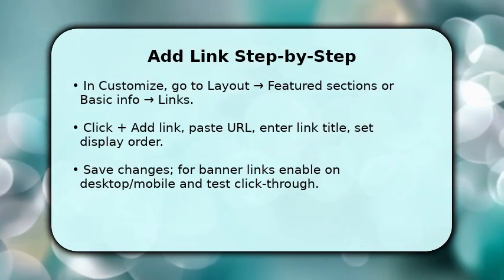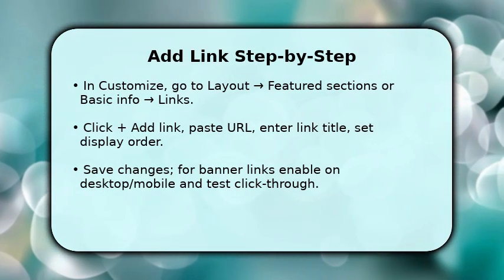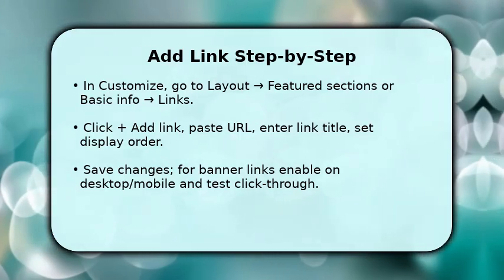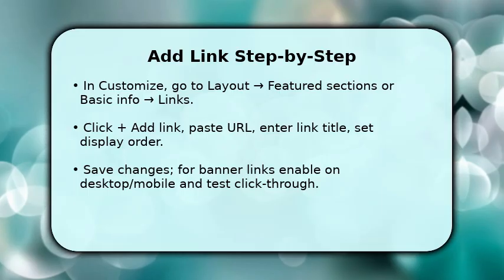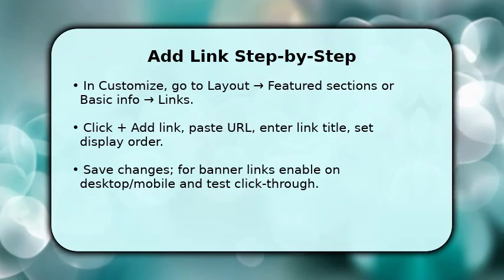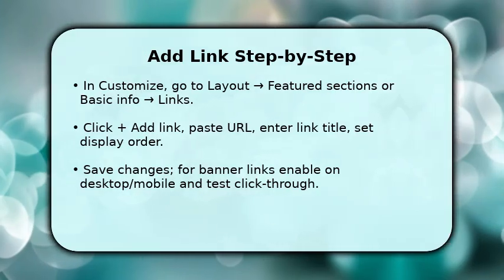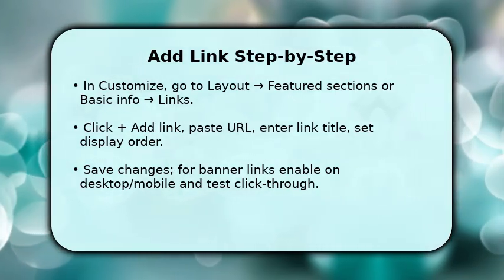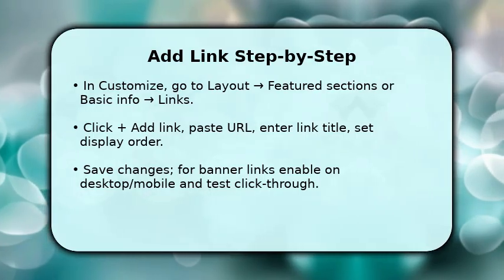This area controls the About tab and banner overlays. Click Add Link, paste the channel URL or external page, and type a clear title so viewers recognize it. You can add multiple links and reorder them. Drag to set priority. After adding, press Publish or Save, then check both desktop and mobile views.